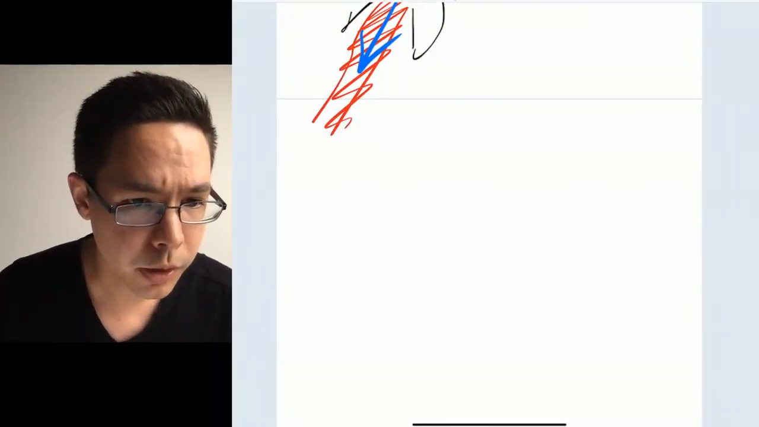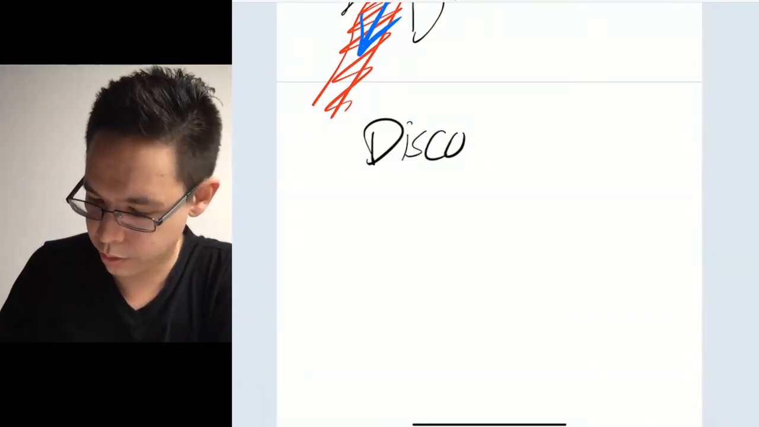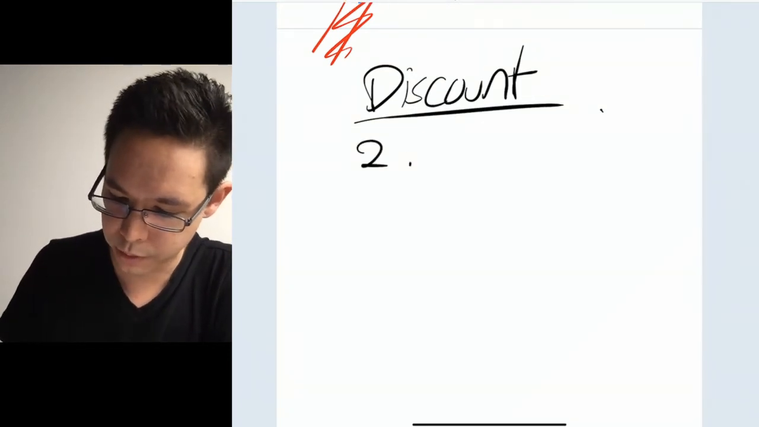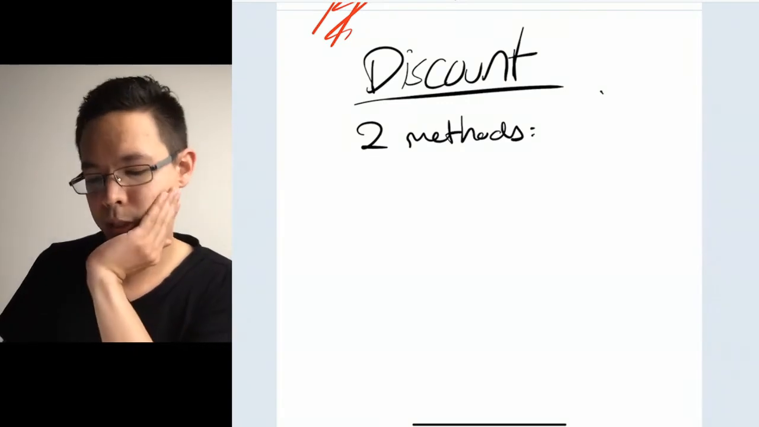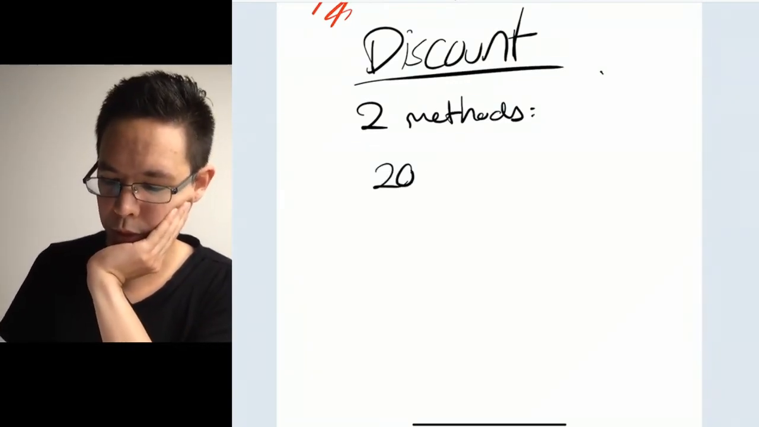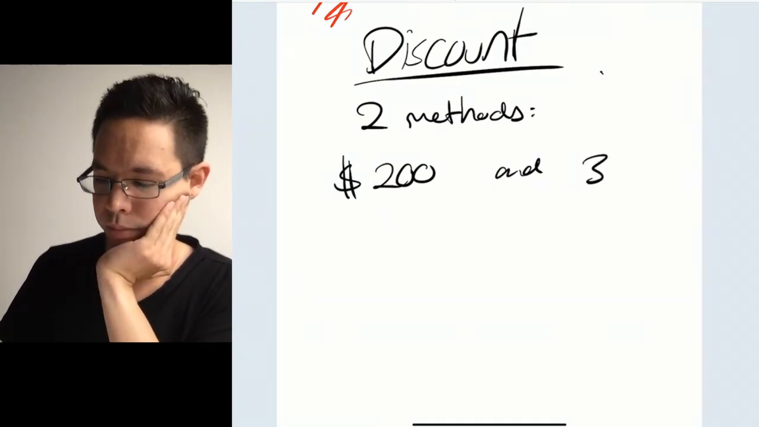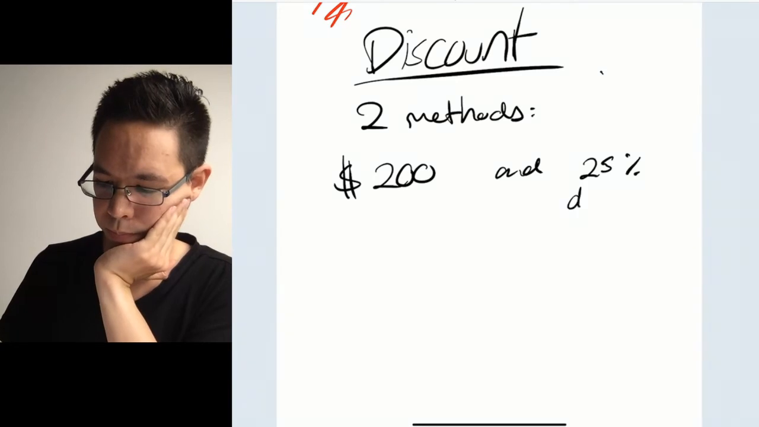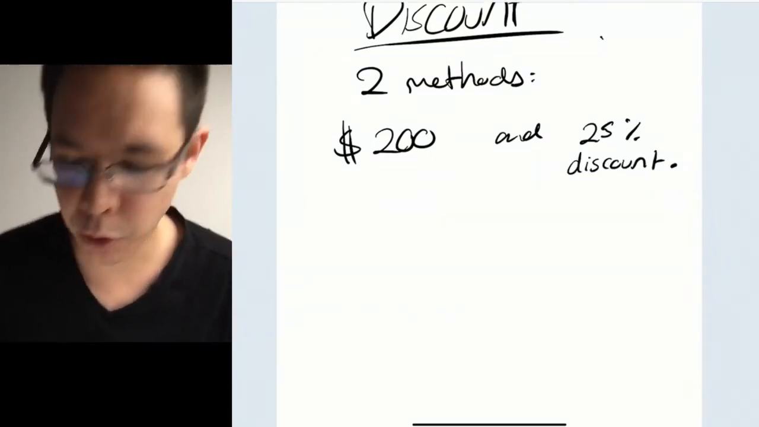Can you explain how to take off a discount? Okay. Discount. You have two methods. So let's say I've got $200 and let's say a 25% discount. So I have two options to solve this one.